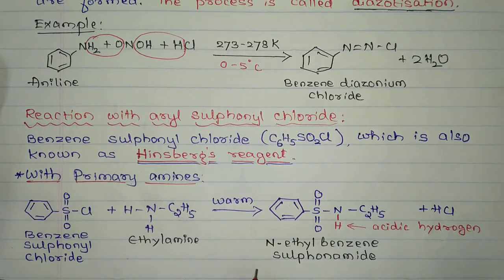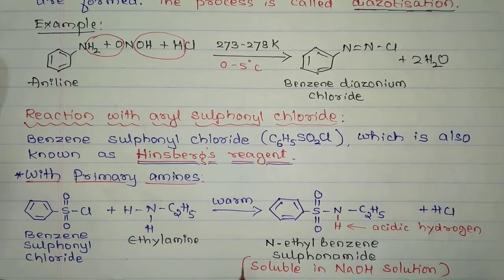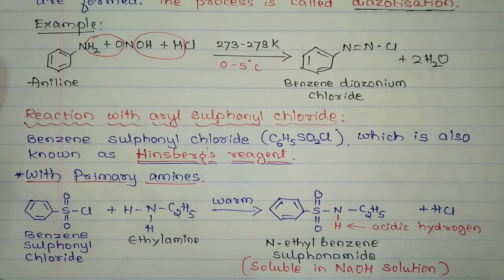This is soluble in NaOH solution. Hence, the solution becomes homogeneous. On acidification, the insoluble sulfonamide is formed and a precipitate is observed.